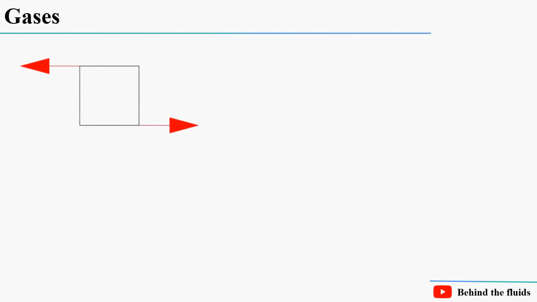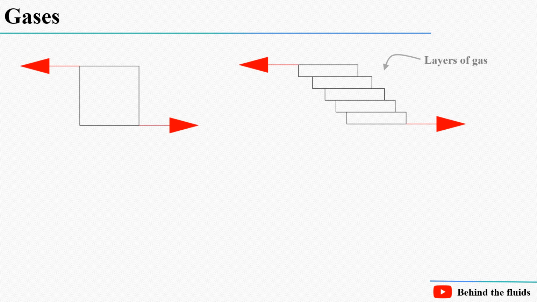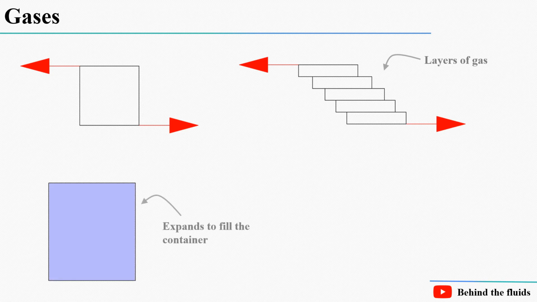Gases, like liquids, also flow under shear stress, meaning they can move and deform continuously. However, unlike liquids, gases do not have a fixed volume. Instead, they expand to completely fill the space they are in. This means gases do not have a well-defined surface like liquids. For example, if you release air from a balloon, it spreads out and fills the room, rather than staying in one place.